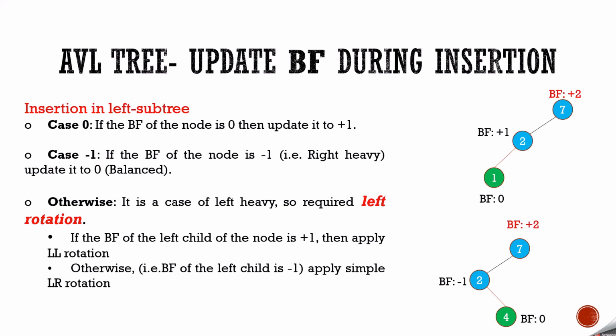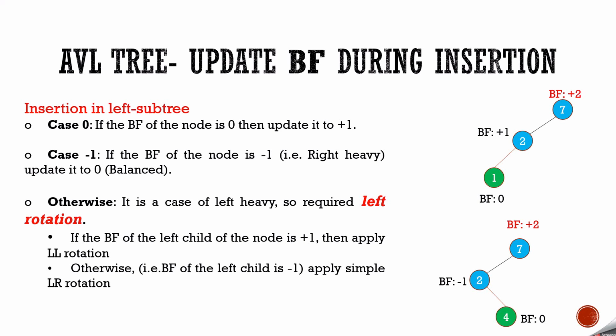That means earlier there was one right subtree. Now you are adding a new node in the left subtree. So if you are adding on both sides, it is going to be balanced. Otherwise, if that is not happening, then we have to go for rotation.